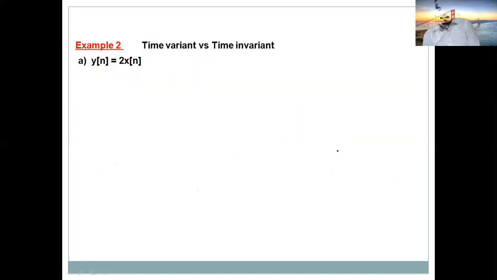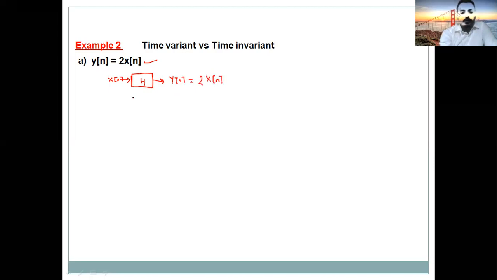Now let's go to example number 2. To check whether a system is time variant or time invariant. Part A is a multiplier. You see this system, whatever input you apply, it's multiplied by 2. We are taking very simple systems here. If you apply x to this system, what will be the response? From this equation, the response y of n will be 2 times the input. Okay, 2 times x of n.